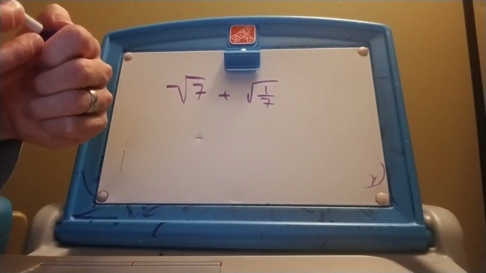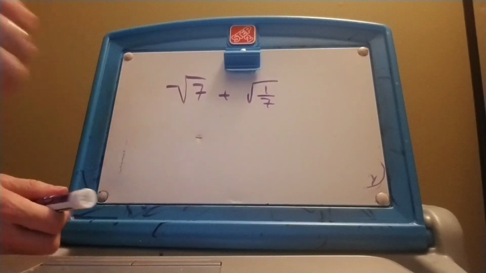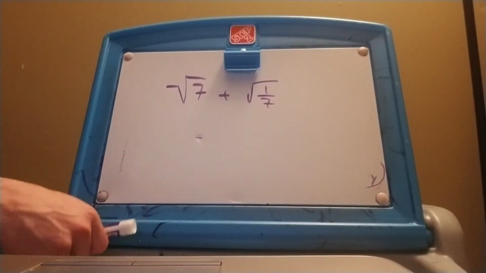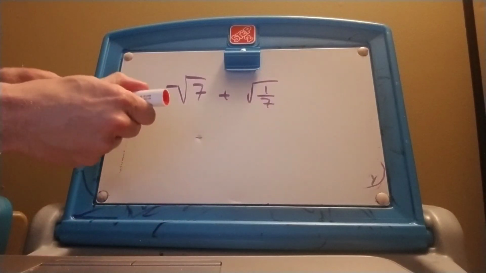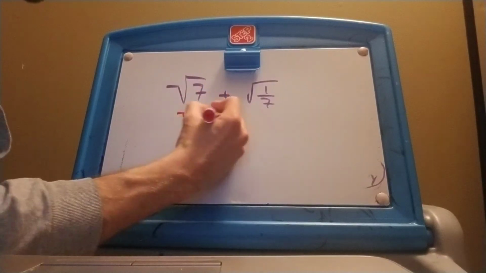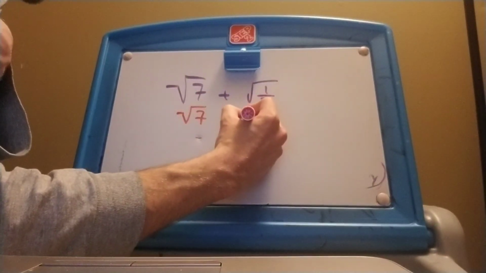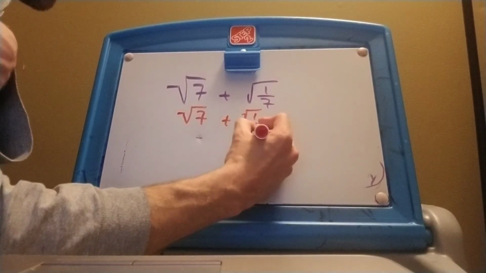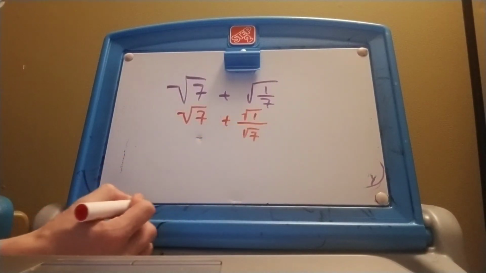All right, so again, I have 2 different things under the radical. What can I do to make this work? Well, first I need to simplify something. Well, there's really nothing I can simplify. Square root of 7, there's nothing I can do to that. Square root of 1/7, I can rewrite that as the square root of 1 over the square root of 7. And then after I do that, it might be helpful to rationalize the denominator.